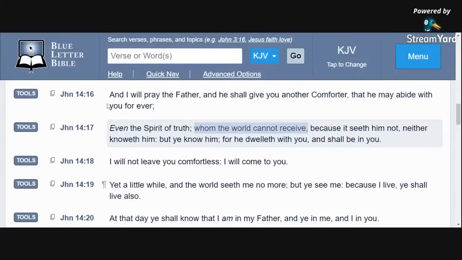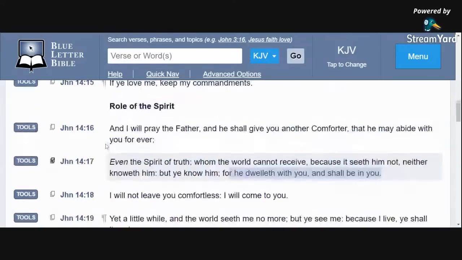John 14:17 again. I'm going to start at 16. And I will pray the Father, he shall give you another comforter, that he may abide with you forever. Even the Spirit of truth, whom the world cannot receive, because it seeth him not, neither knoweth him, but ye know him. For he dwelleth with you and shall be in you. The Spirit of truth dwells with the Lord's men. And they're not going to be received by the world, nor endorsed, nor liked, nor popular, nor famous. But there's something about us. You just can't stop us. Something about the Lord. You can't stop his word.